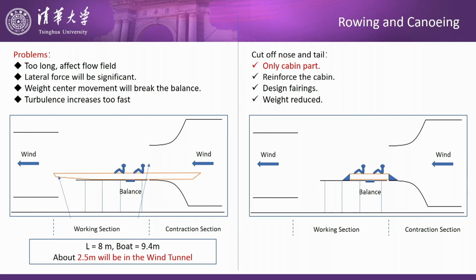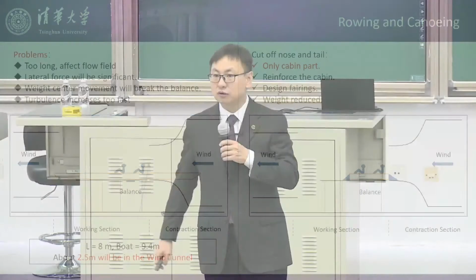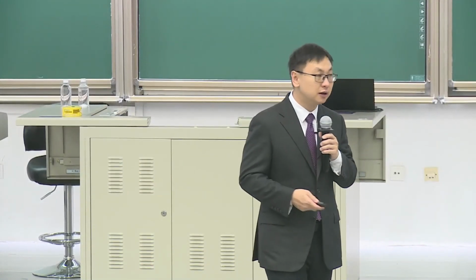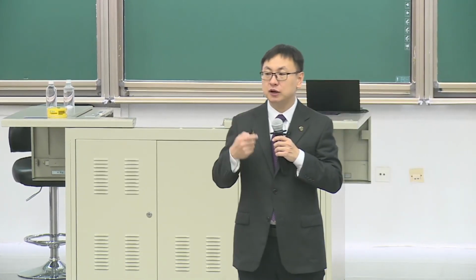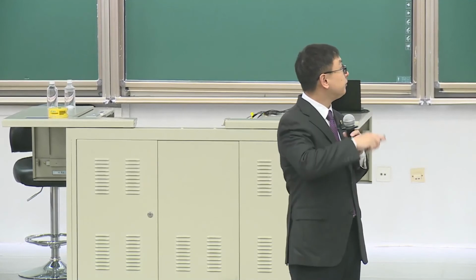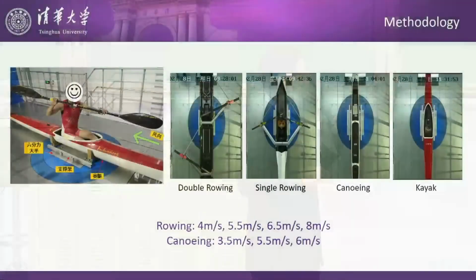We cut it down, and only the carbon part is placed in the wind tunnel. And we have to reinforce it because we cut it and broke its structure. The carbon fiber cannot hold people's weight anymore. So we have to reinforce it. We design the fairings to cover the brake part, to cover the balance, to get accurate data. And it finally can be put onto the balance. Okay, and this is the experiment setup. We have double rowing, single rowing, canoeing, and kayak.